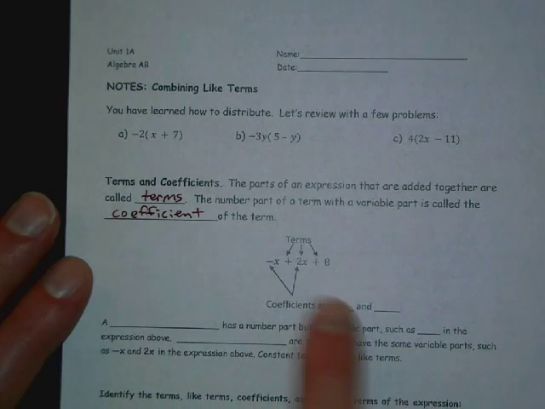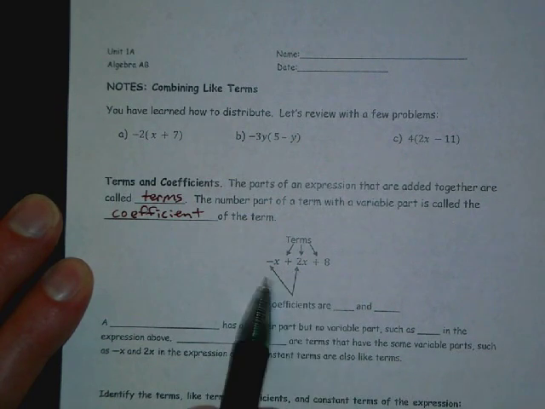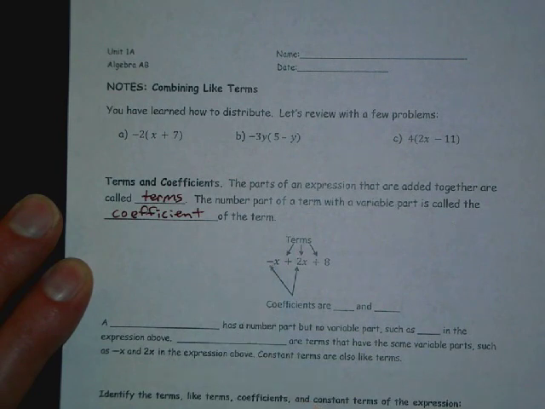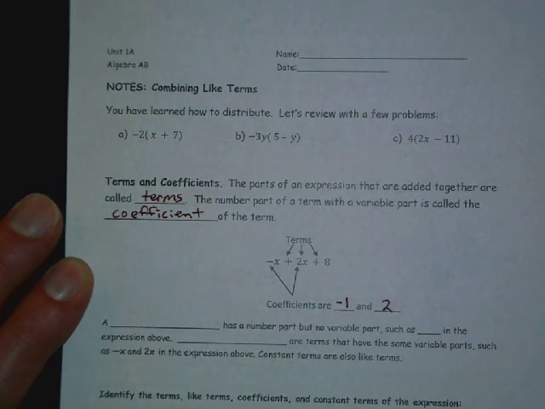Okay, so in this example, we have 2 coefficients. We have a 2, and this is a -1. Remember, if there's no number written in front of a variable, it means there's a 1 there. So -1 would also be a coefficient. So coefficients are -1 and 2 there.